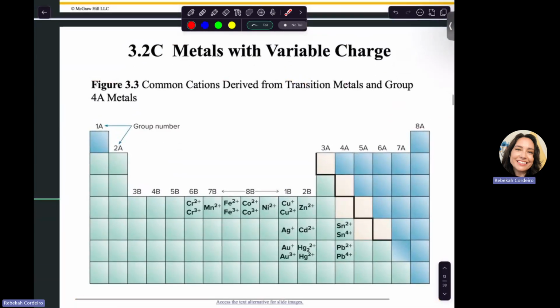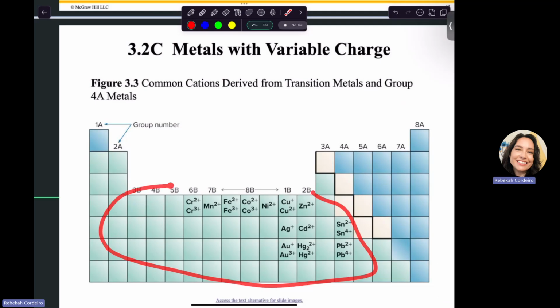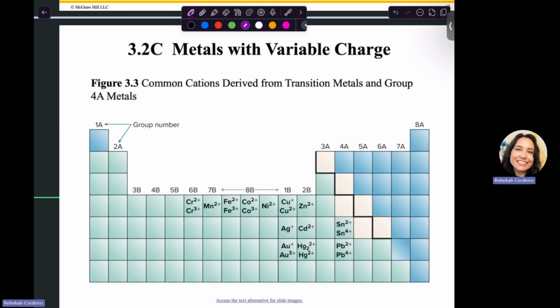Some metals have variable charge. So in the center of the periodic table here, we get a little mixed up. These elements can have multiple different types of charge. I want you to know a couple of them that don't change their charge. I want you to know zinc is always +2.